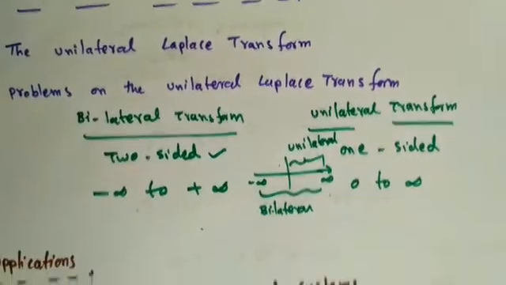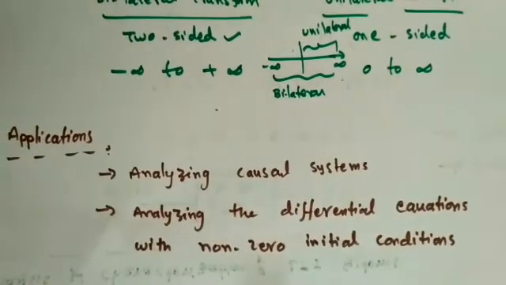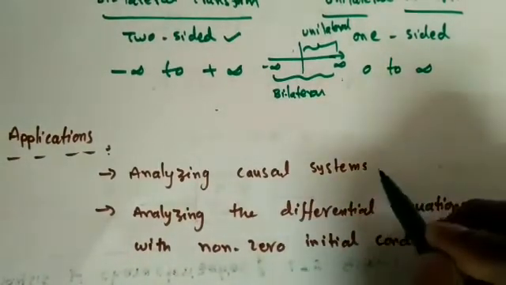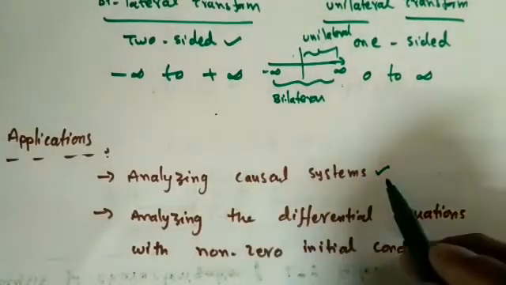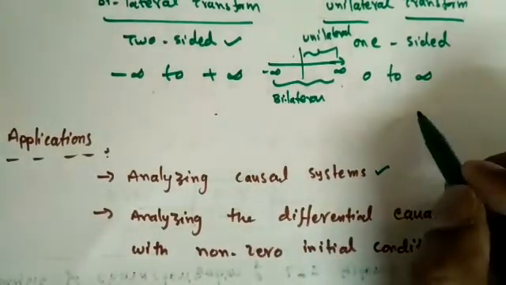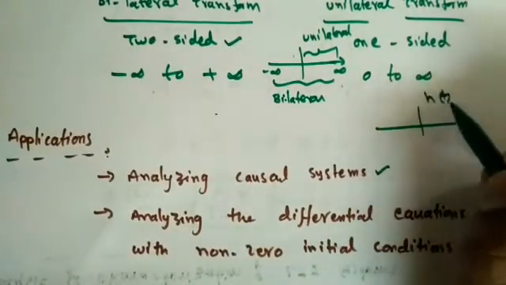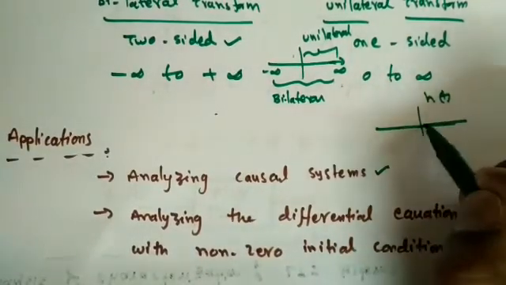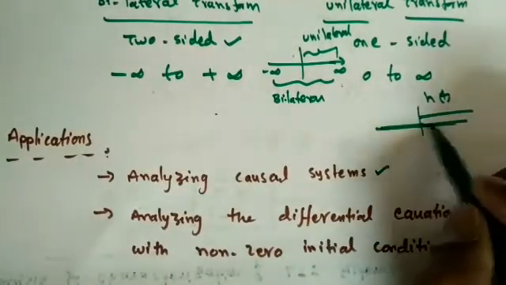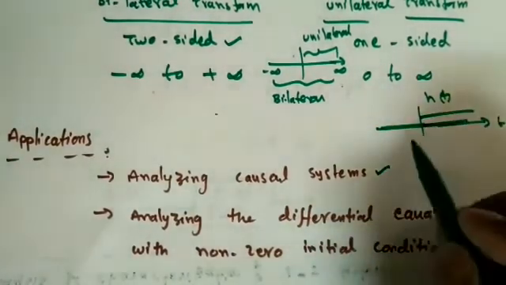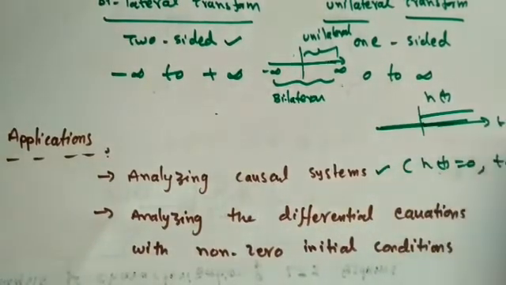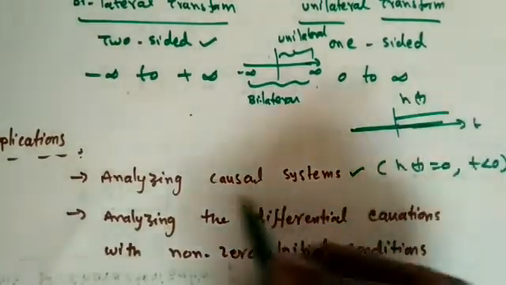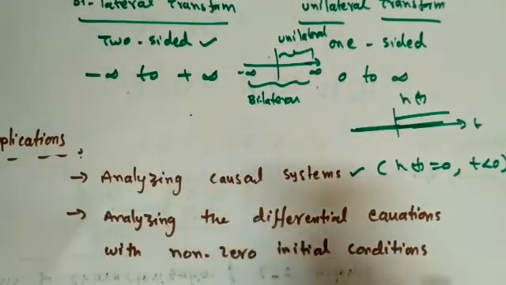Now what we need to see is the application of this unilateral Laplace transform. When we analyze a causal system, we can use the unilateral Laplace transform, because causal systems are one-sided only. If I take some h of t, it will be 0 for t less than 0, and from 0 to infinity the value will be there. So to analyze this causal system, we can use the unilateral Laplace transform.